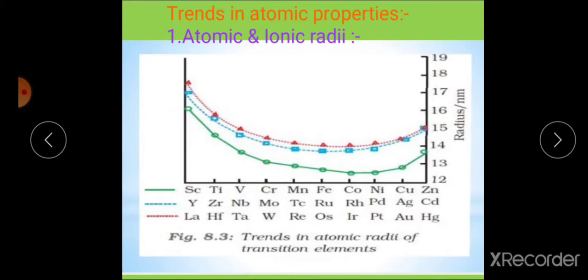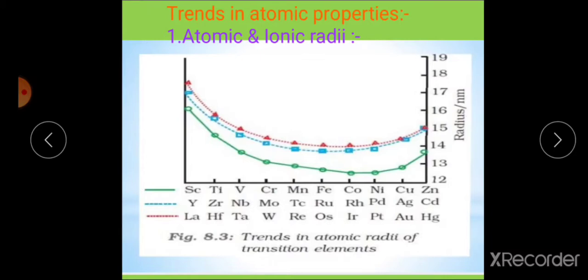Screening effect means there is a reduction of attractive force between the nucleus and the valency electron due to the presence of electrons in the inner shells. Screening effect increases with an increase in the number of electrons in the penultimate shell. As the number of electrons in the penultimate shell increases, the screening effect increases.